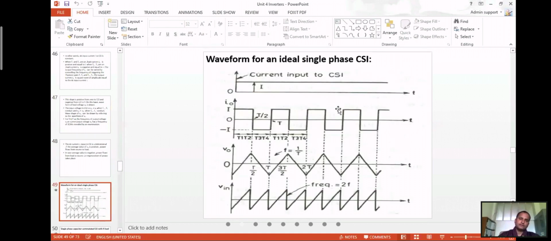So this is the waveform. The current input to the CSI is constant because of the high L. When T1 and T2 are fired, the current is positive. When T3 and T4 are fired, the current is negative. If the average voltage is positive, then the current will flow from source to load, and if the average voltage is negative, then the current will flow from load to source. And if you see here, the input frequency is 2 times: over the total time period 0 to T, the frequency is 2f.